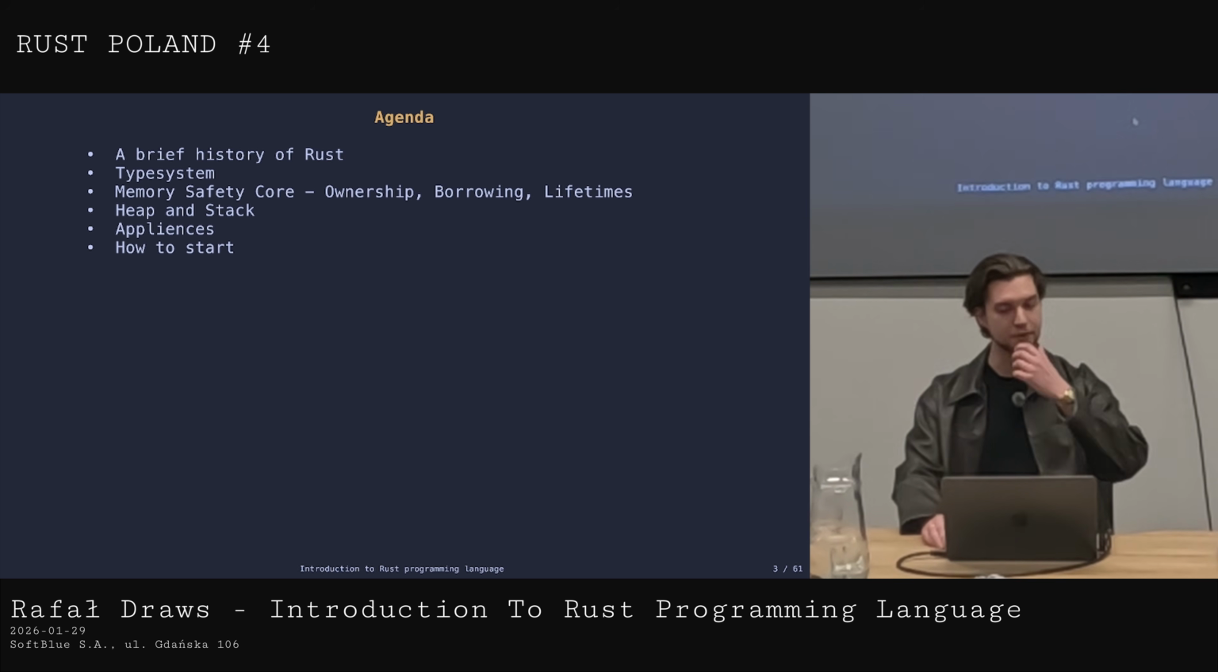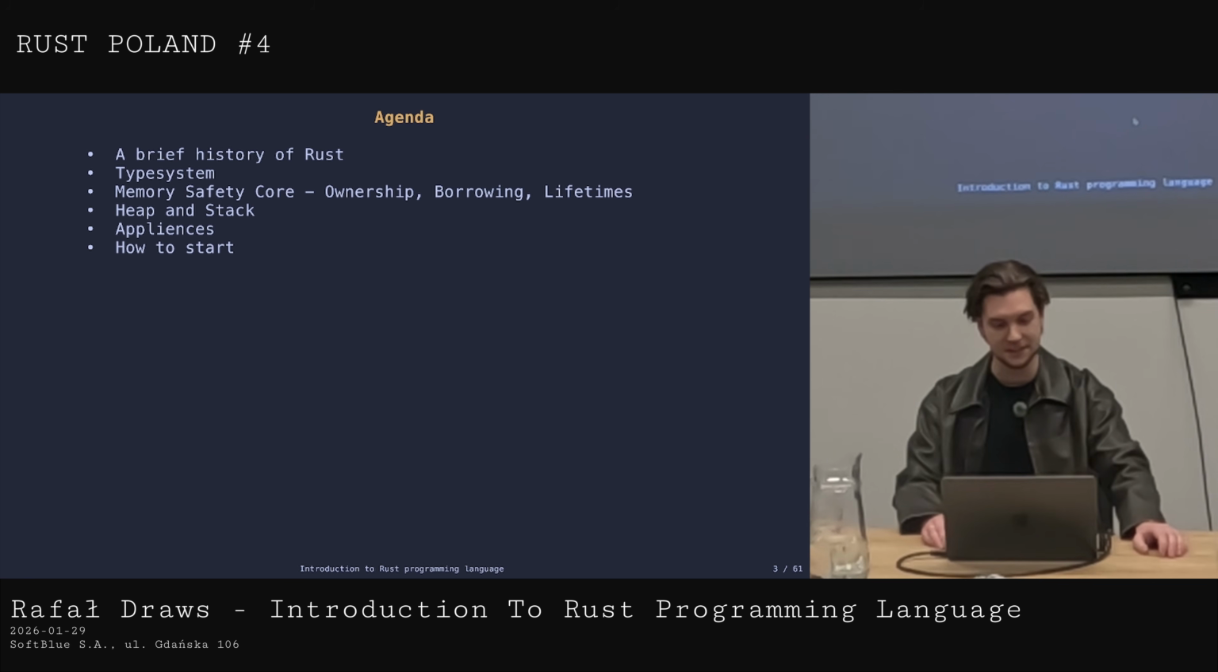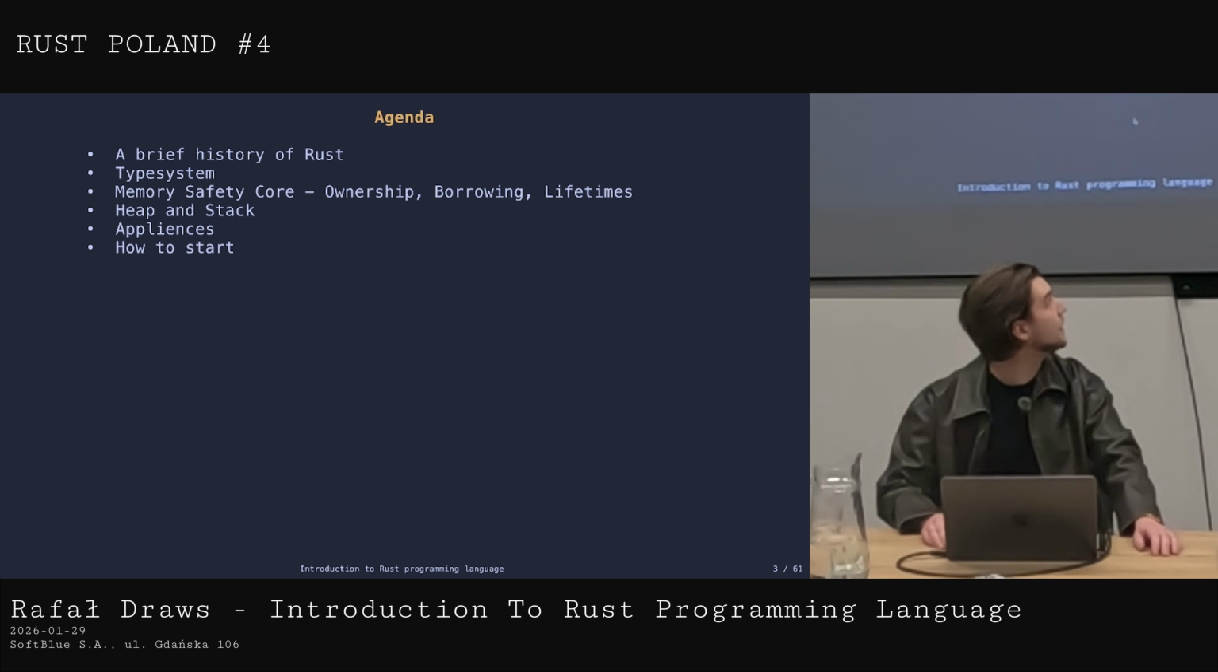Here's an agenda for today. A brief history of Rust. We're going to talk about the type system, memory safety core, the ownership, borrowing, and lifetimes. We're going to talk about heap and stack. We're going to talk about Rust applications and how to start your Rust journey.